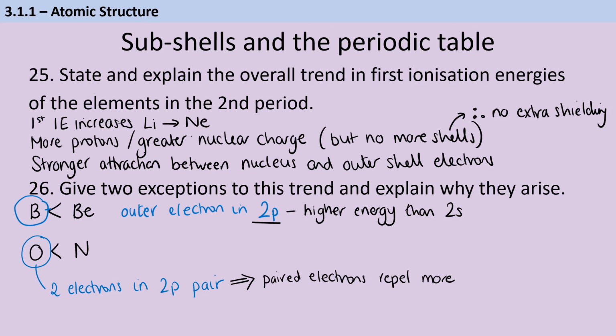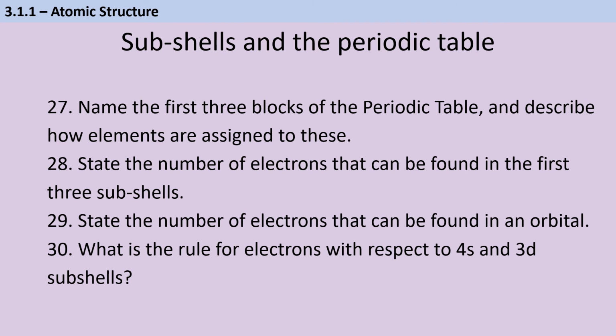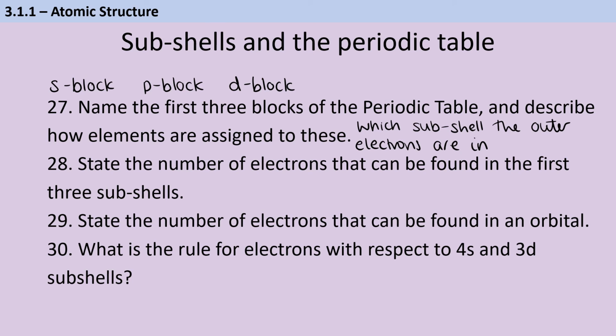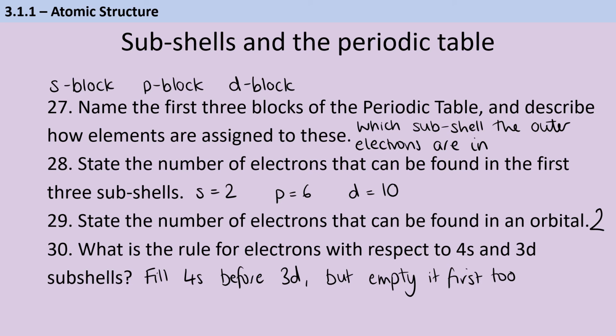sharing an orbital. The beginning of the periodic table is made up of the S block, followed by the P block, followed by the D block. And elements are assigned to these blocks based on where we find their valence electrons or their outer shell electrons. The S subshell can contain 2 electrons, while the P subshell can contain 6, and the D subshell can contain 10. Each orbital within these subshells has room for 2 electrons. As we're filling electrons, we fill the 4s subshell before the 3d subshell, but then we also empty it first.